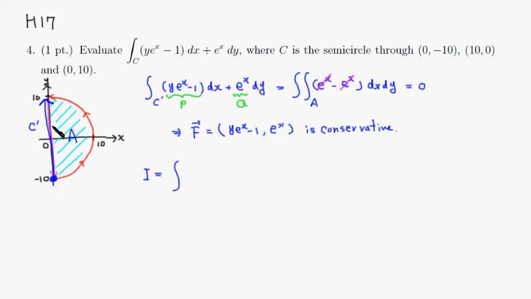But along this path, x is always 0, which means you have e to the 0, which is 1, dy, and y goes from negative 10 to 10. This is a really simple integral to evaluate, so I'll let you finish that. But this integral is going to give you exactly the same value as the line integral along this semicircular path. All right, that's it. I hope that this was clear.